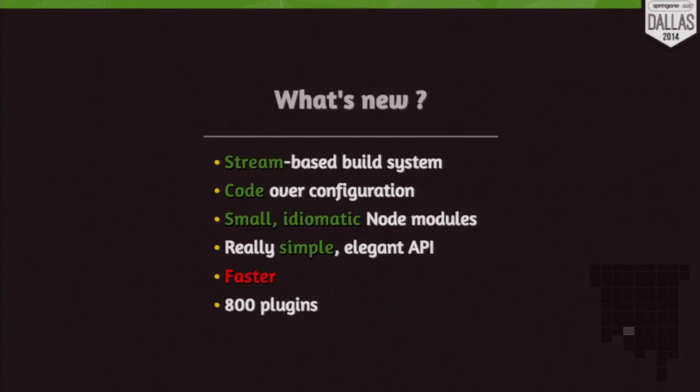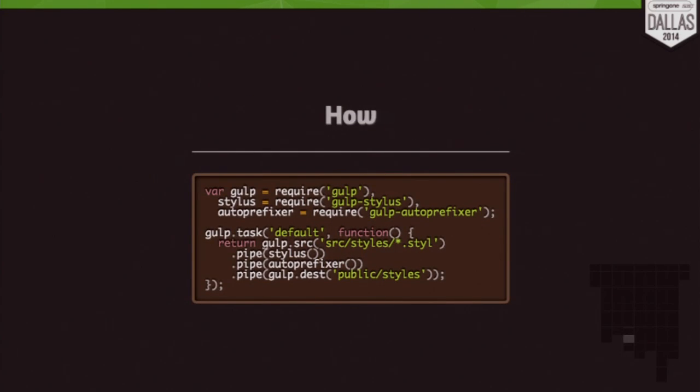And it's much faster because it's stream-based. It works really with Node.js. And everything is linked to have like a simple and elegant API. So I really enjoy working with Gulp. There are already 800 plugins on it. So here is an example where I'm using Stylus. It's a CSS processor. So you define some tasks and you pipe the different tasks in it.